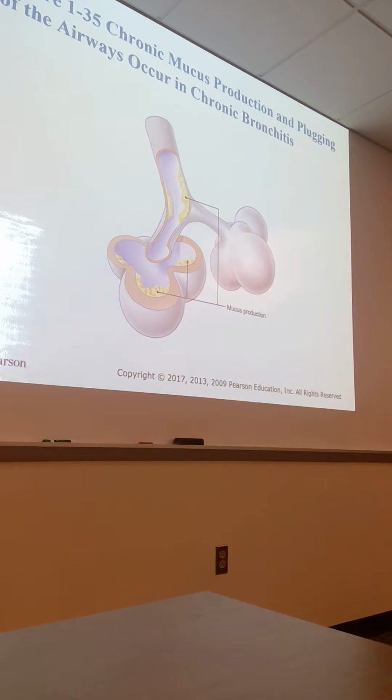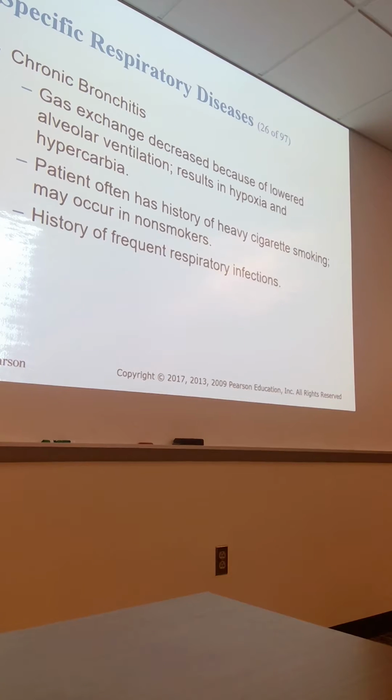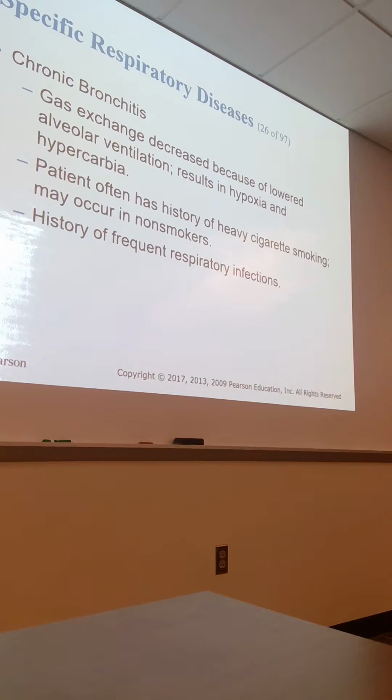Chronic mucus production, plugging of the airways. So it is a problem with the alveoli in that there's mucus in there, but the structure of the alveoli is preserved. Okay, lower ventilation, hypoxia, hypercarbia. These people retain CO2 more than emphysema patients do, and that's why they're blue bloaters. They're usually heavier, and they're blue.